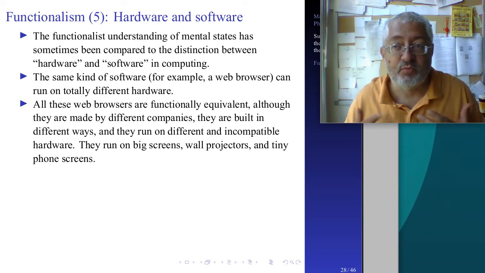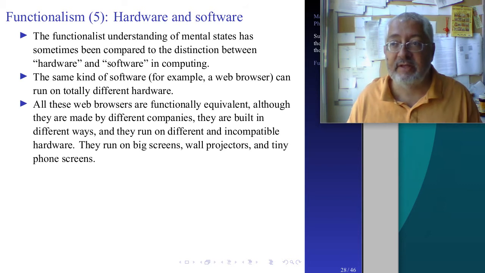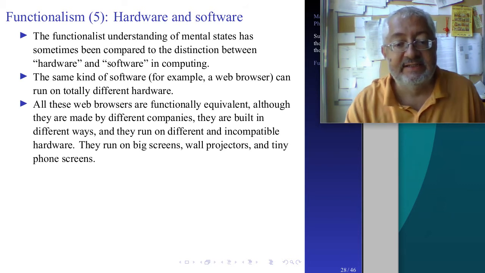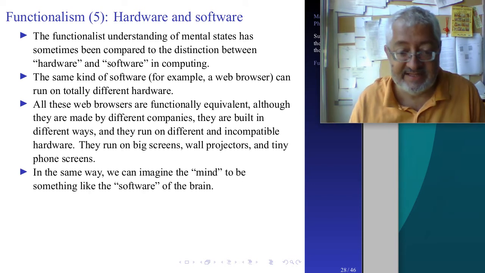And this would be a web browser that doesn't even have a screen, right? It's still a web browser. If you can get it to read an internet page to me, then it's a web browser, okay? So this is the best metaphor of how a functionalist would see the mind.